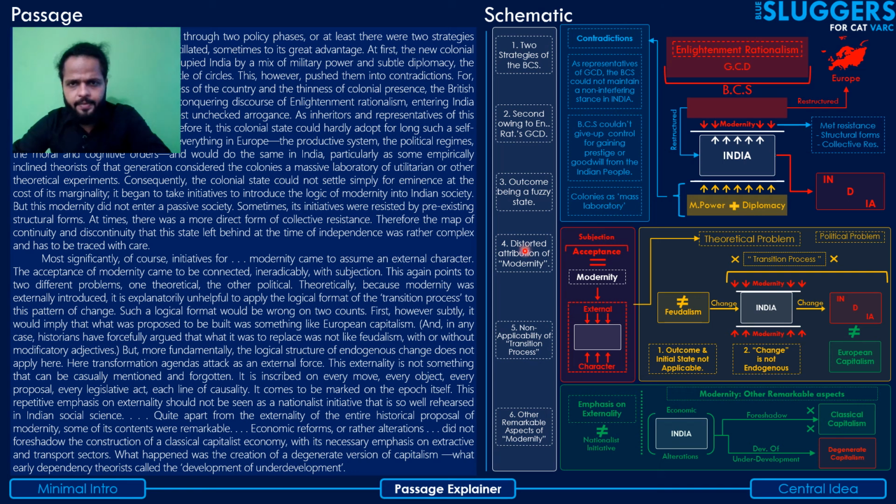Second paragraph, he talks about how the idea of modernity got distorted so far as the perception of the Indians was concerned. Then he talks about how the transition process is not applicable in this case, where the change was brought about in India by an external force. And finally, he talks about other remarkable or noteworthy aspects of modernity. So that's your flow of ideas of the passage. Let's move on to the central idea.